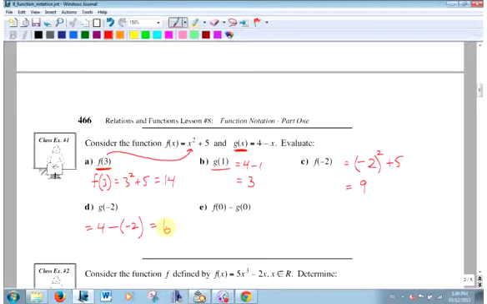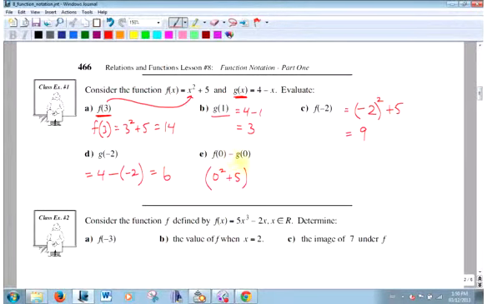Combination of things. I have this function. And I'm going to do something with that function too. So f of 0, I'm going to plug 0 into this function. 0 squared plus 5, right? I don't have to bracket it. I'm just doing that for visual. Minus, I got g of 0. What's g of 0? 4 minus 0.